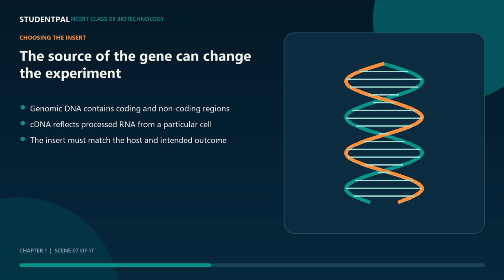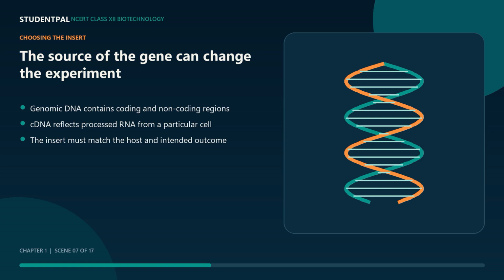Why is that useful? A bacterial host generally cannot remove eukaryotic introns. If we want bacteria to produce a human protein, cDNA may therefore be more suitable than the complete genomic gene. PCR can amplify a defined region, while chemical synthesis can produce a designed sequence. The insert must also preserve the correct reading frame and any required regulatory or signal information.